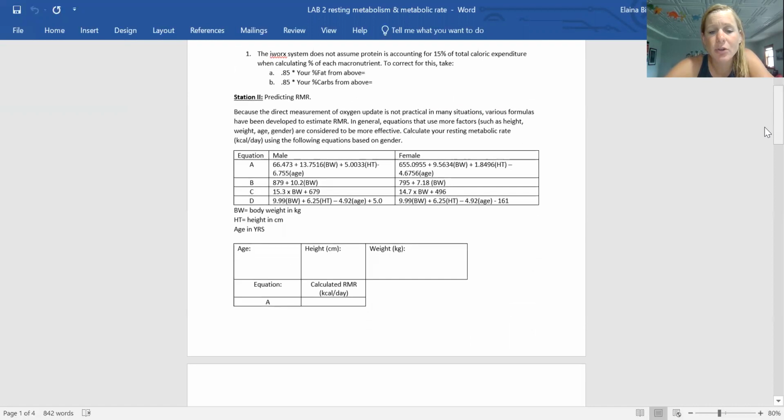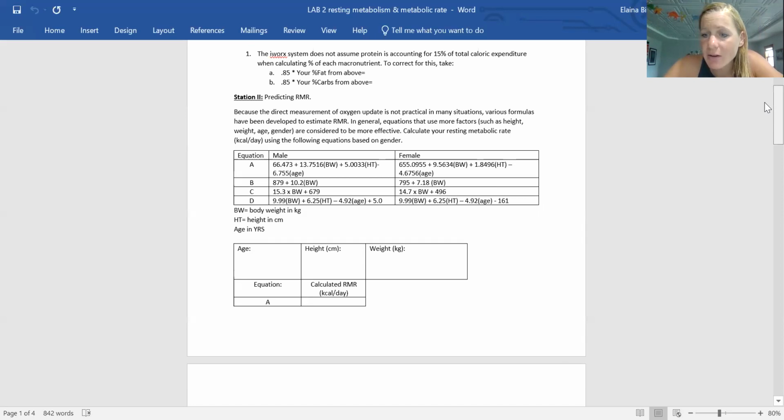Station number 2, you'll be able to predict your resting metabolism through the use of these equations. If you're a male, make sure you pay attention to the male category. And if you're a female, pay attention to the equations on your side of the chart. And then you'll put in those calculations.